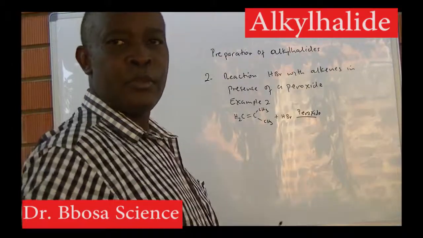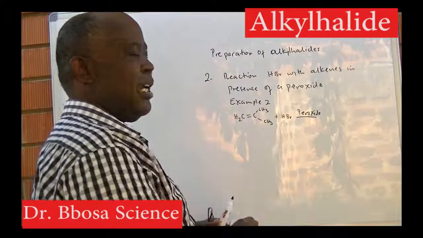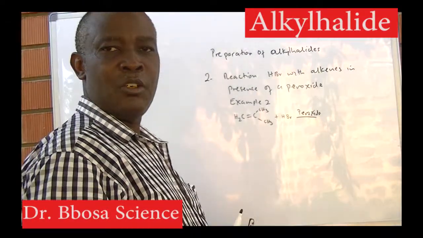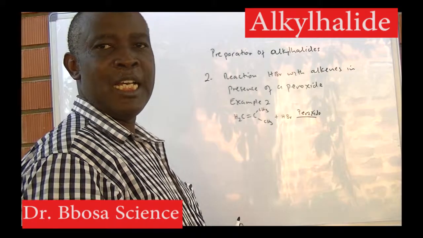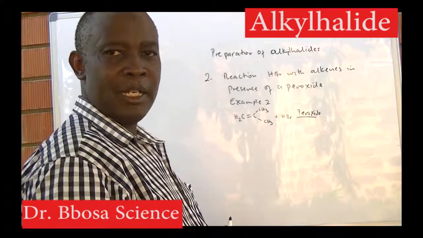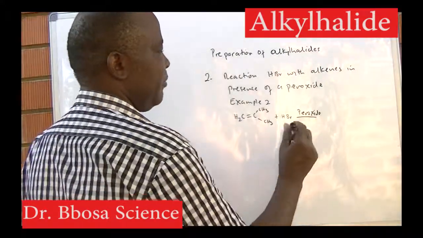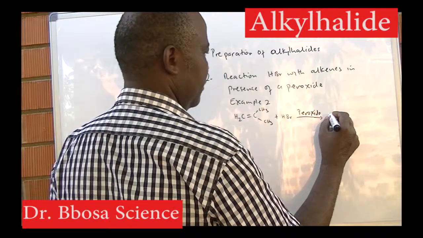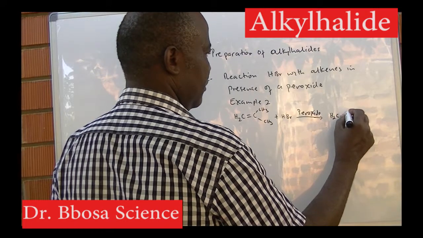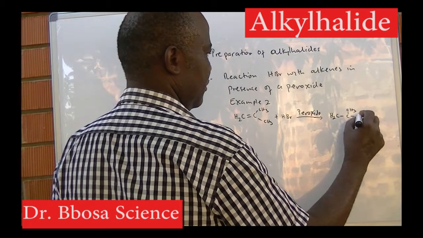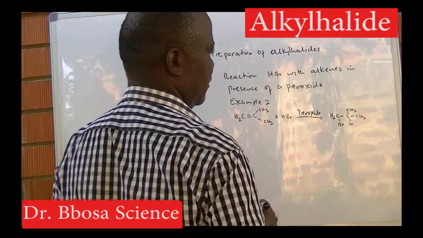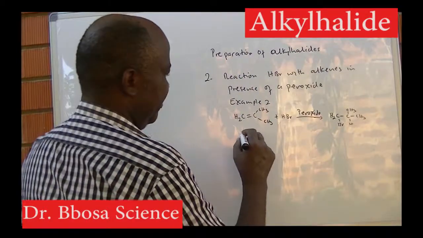Example 2: 2-methylpropene plus HBr in the presence of a peroxide. You pause, complete, and then write a mechanism. Compare your answer with mine. I hope you have got the product, then the mechanism.